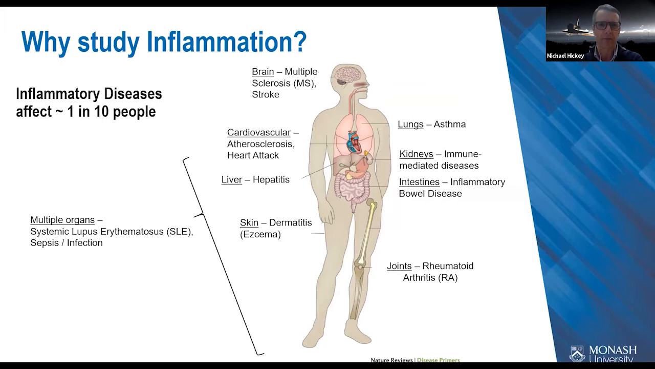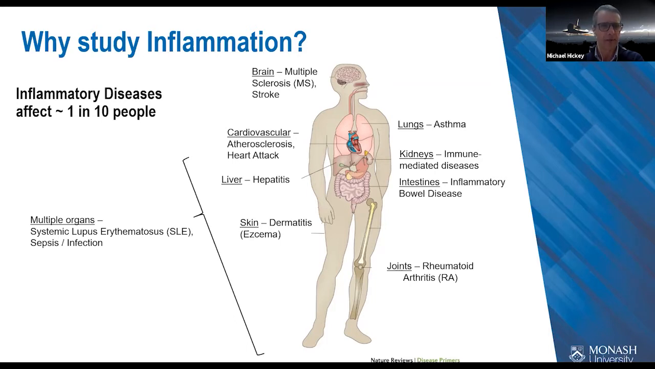Starting at the brain when we have multiple sclerosis or stroke, the cardiovascular system, atherosclerosis or heart attack has major inflammatory components. The liver can be affected by diseases such as hepatitis, the skin affected by a range of inflammatory conditions such as eczema. Of course, joints affected by rheumatoid arthritis and other forms of arthritis. Inflammatory bowel disease can affect various parts of the intestinal system. The kidneys are a major target of immune-mediated diseases. And of course, lungs with asthma and emphysema and so on.